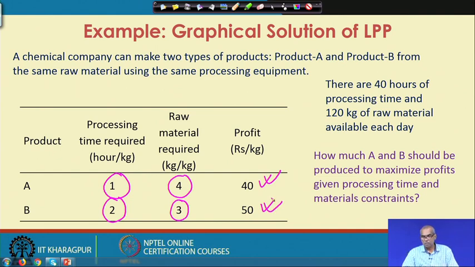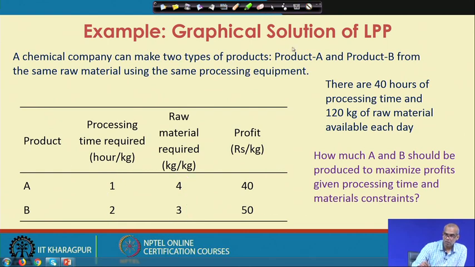If there are 40 hours of processing time and 120 kg of raw material available each day, how much of A and how much of B should be produced to maximize the profit? And we must respect the processing time and the materials constant. That means, constants on processing time and the constants on raw materials. So, this is the problem. So, now we would like to solve it using graphical method.